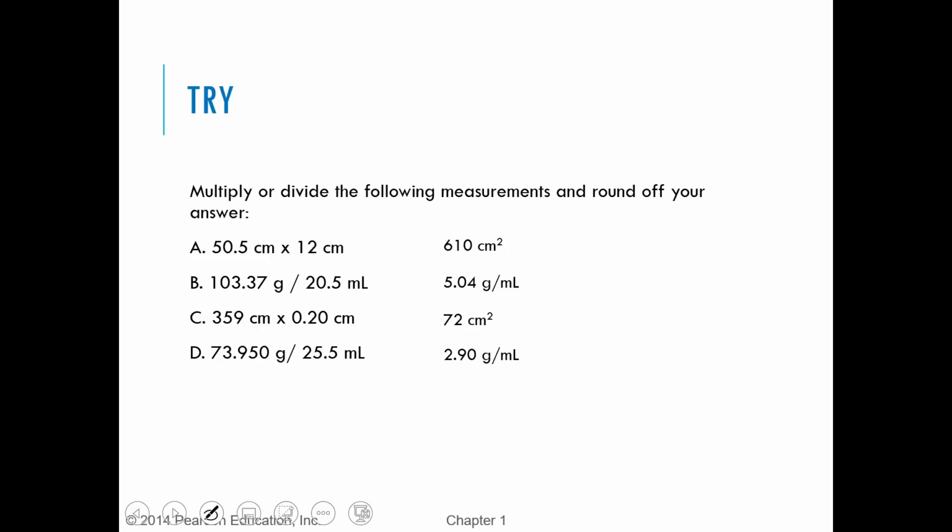Check your answers here. Again, I was limited by 2 sig figs, so I had to round this to 610 to get my 2 sig figs. Here I'm limited by 3. Here I was limited by 2. And here I was limited by 3.